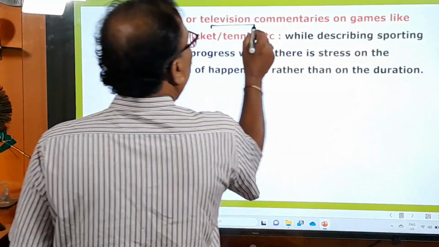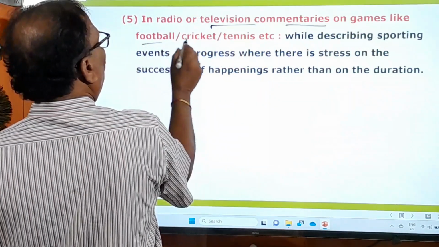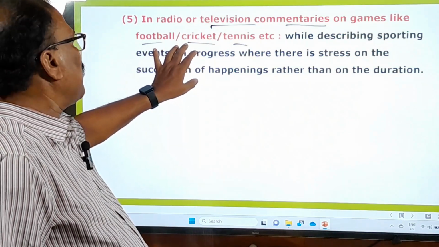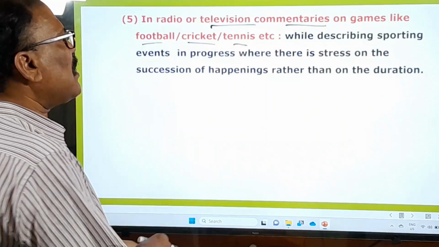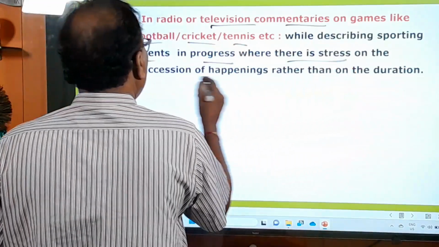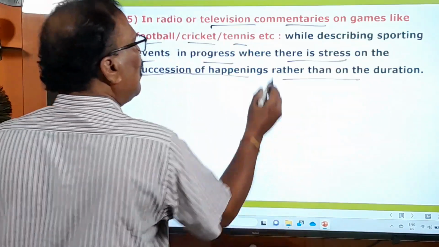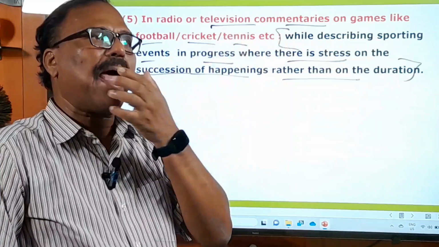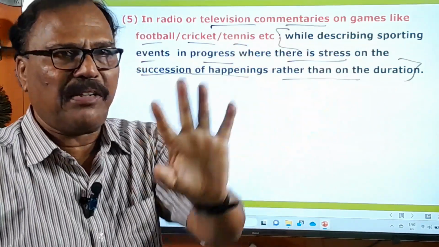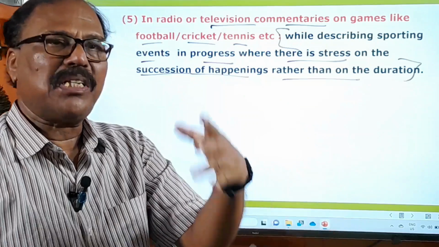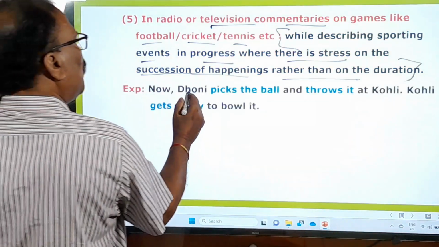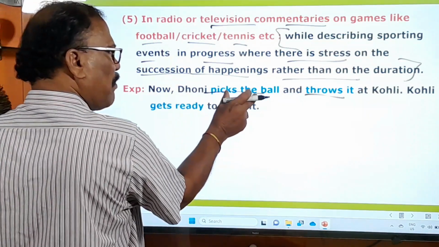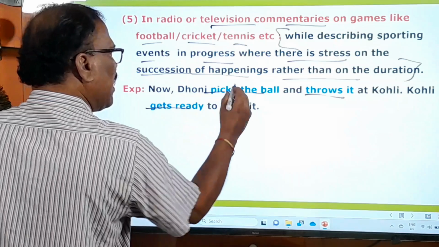Fifth one, in radio and television commentaries on games like football, cricket, tennis. You can find commentaries on radio or television while describing sporting events in progress, where there is stress on the succession of happenings rather than on the duration. The commentator will be describing the action going on there on the field. That's called commentary. Now Dhoni picks the ball and throws it at Kohli. Kohli gets ready. See, simple present.